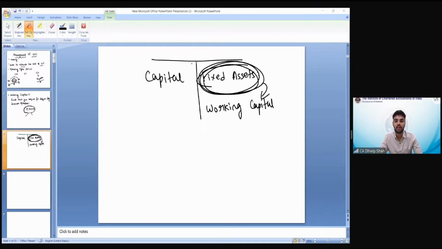So fixed assets will never work on their own. You need additional funds for smooth running of fixed assets. And that is called working capital. Understood? Okay. So working capital in simple terms. You know how to calculate: it is current assets less current liabilities. That is agreed. But you should know the meaning first. What does it exactly mean? It exactly means the funds that you need for smooth running of fixed assets. Okay? Understood?